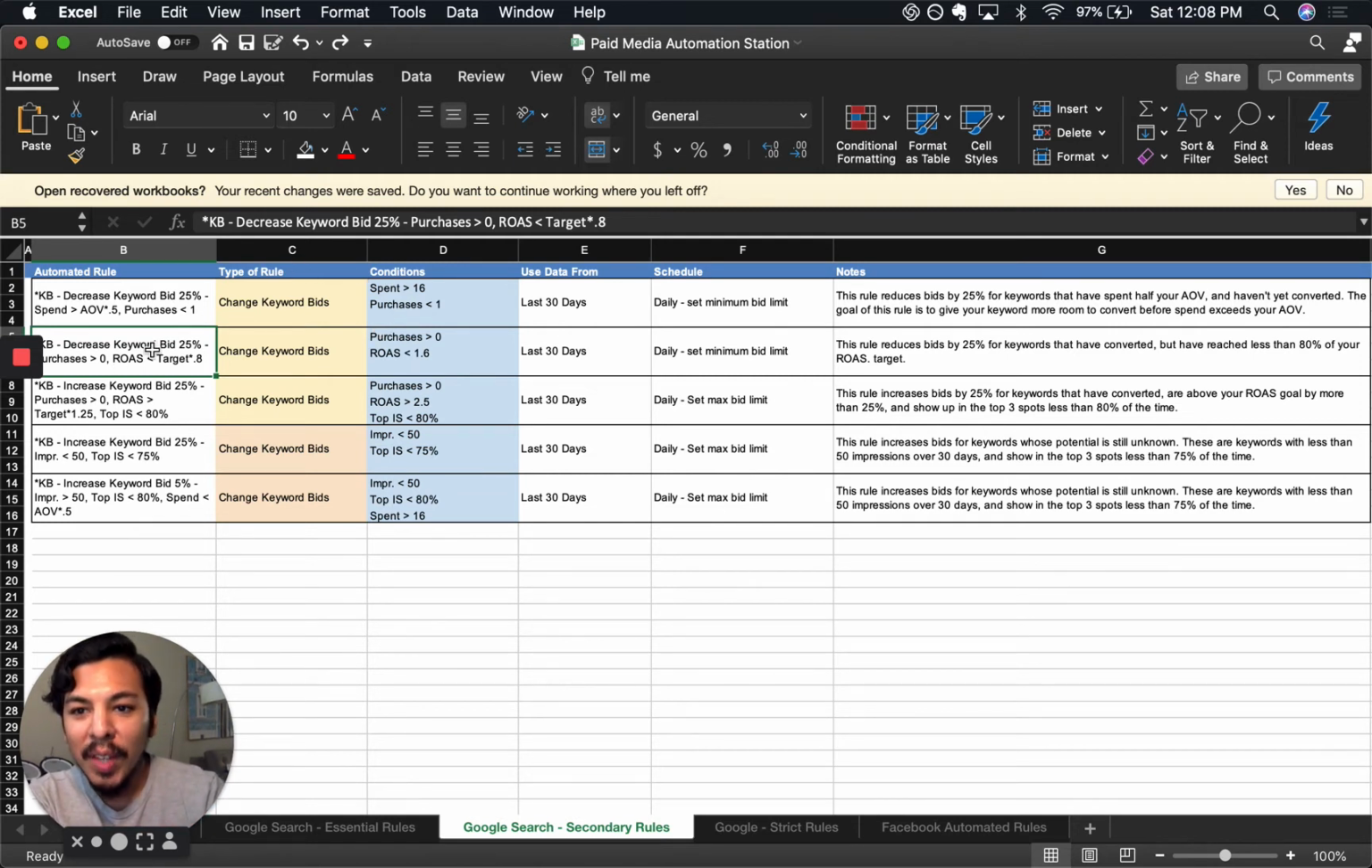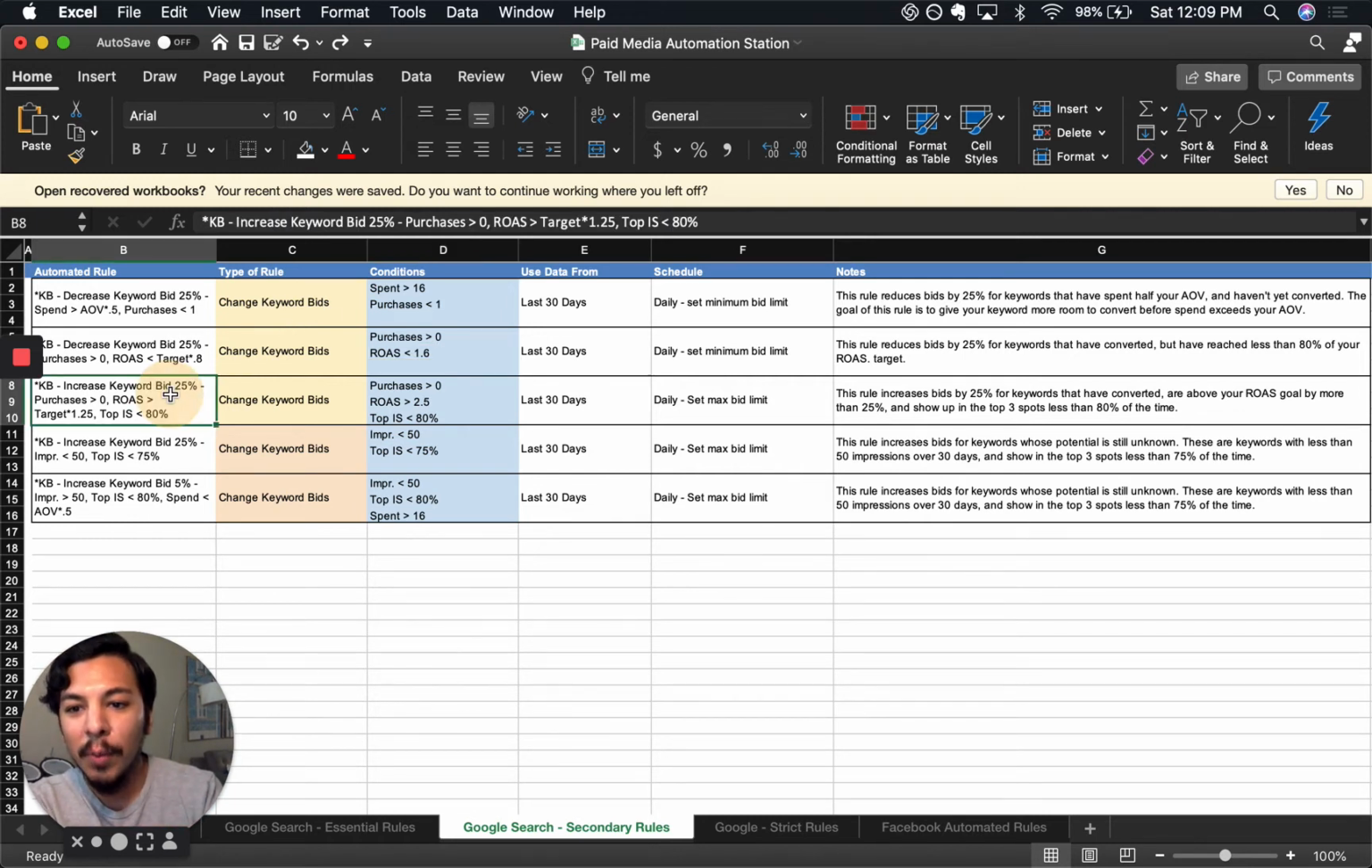And pretty much the same thing here with this keyword bid adjustment right here. We're decreasing our bids by 25%, even if we have a purchase, but our ROAS is less than 80% of what we want it to be. So in this case, if our goal is a 2, if our ROAS is less than 1.6, just 80% shy of where we want to be, we'll decrease by 25%. And the thinking there is that ideally, if we're getting more purchases at the same rate and we decrease how much we're paying per click by 25%, hopefully this gets to the point where we're about 5% or so above our ROAS target, or at least meeting it.